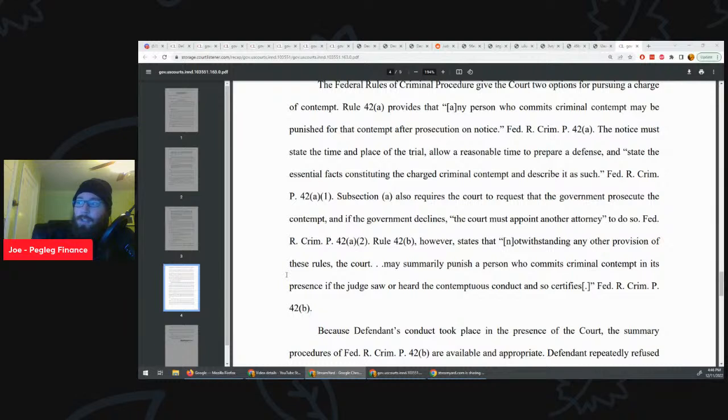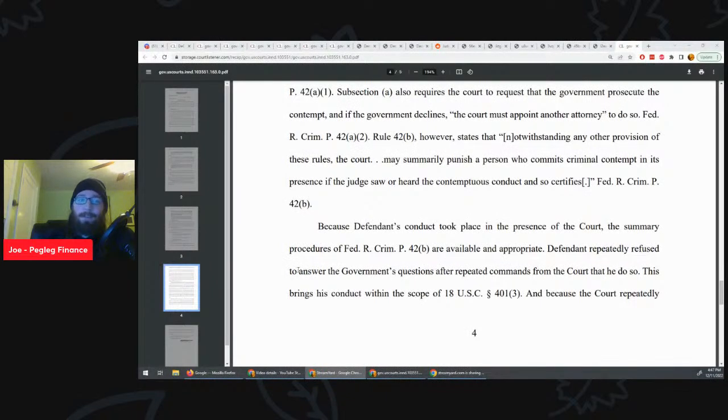Rule 42(b), however, states that notwithstanding any other provision of these rules, the court may summarily punish a person who commits criminal contempt in its presence if the judge saw or heard the contemptuous conduct and so certifies. So here the court saw the contempt. So that means she can summarily punish. She can say, you're in contempt right here, right now. No trial, no prosecution.